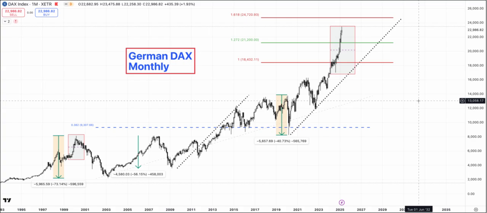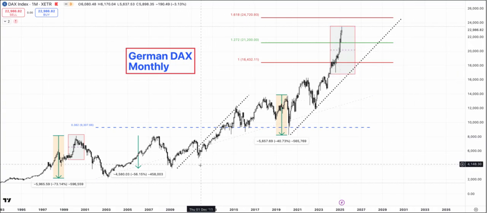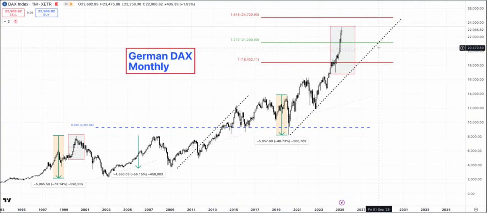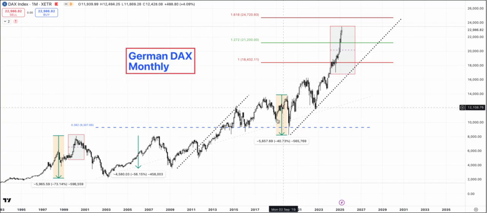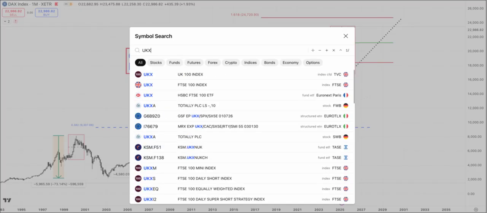At the 25,000 key psychological level, we'll have completed this big ABCD right here, and this one I have not used right from here, but we can also use this one. But the point is, we are in this ballpark figure, and this market is getting parabolic. So that's an important observation to make.